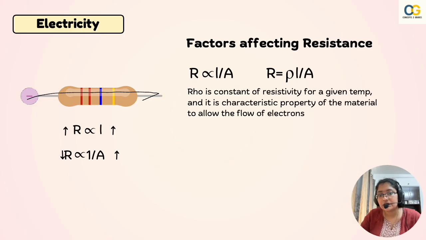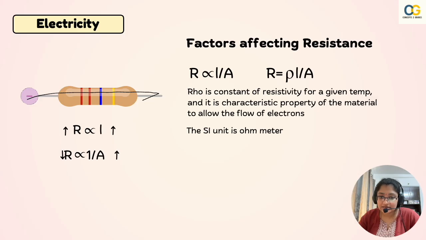Rho is nothing but the constant of resistivity for a given temperature. It is a characteristic property of the material to allow the flow of electrons or not. So some conductors have very low resistivity, and insulators like rubber and plastic will have high rho, like the highest level of resistivity towards electric current. These are the factors that affect resistance.